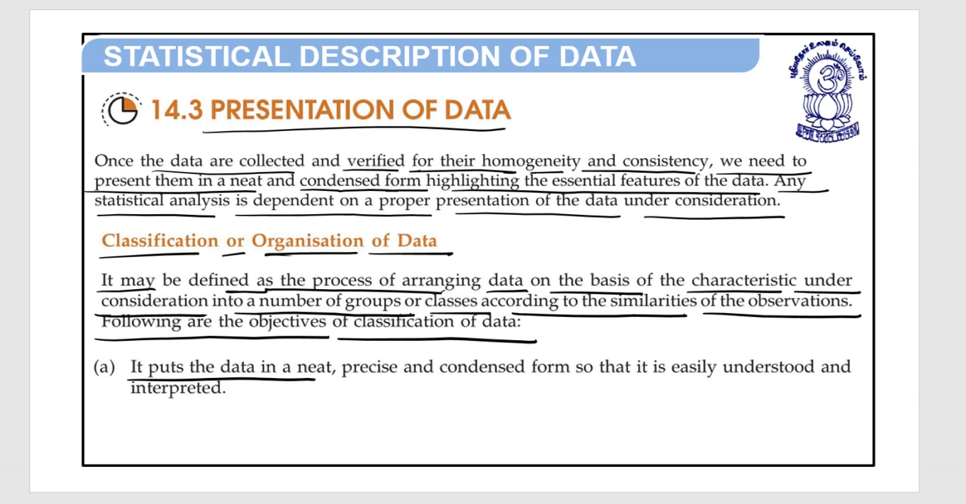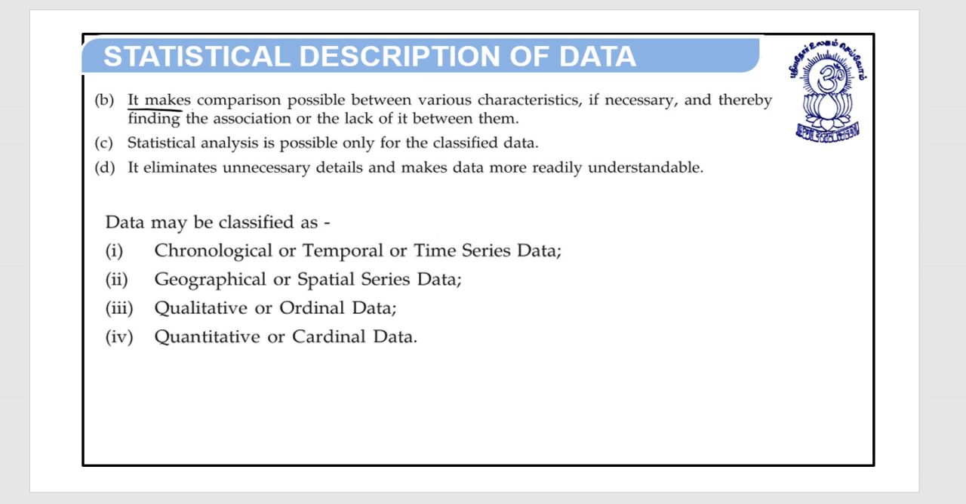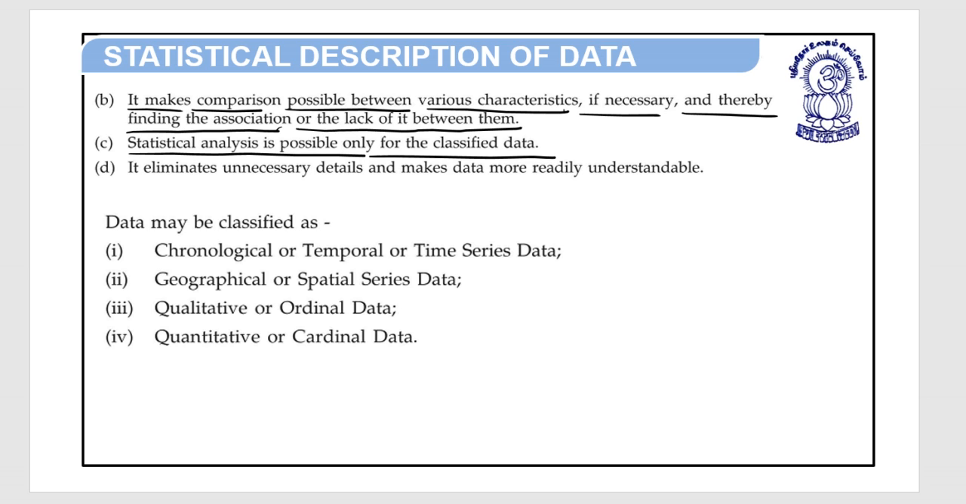A. It puts the data in a neat, precise and condensed form so that it is easily understood and interpreted. B. It makes comparison possible between various characteristics if necessary and thereby finding the association or the lack of it between them. C. Statistical analysis is possible only for the classified data. D. It eliminates unnecessary details and makes data more readily understandable.